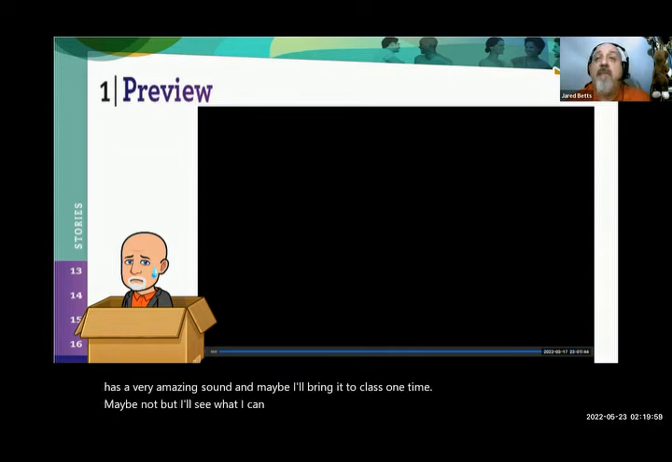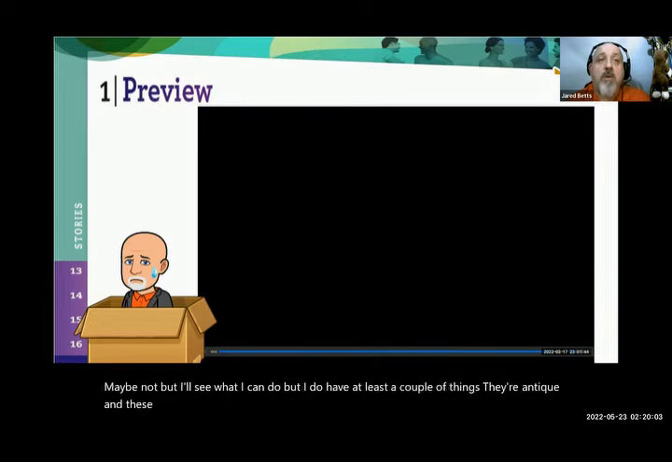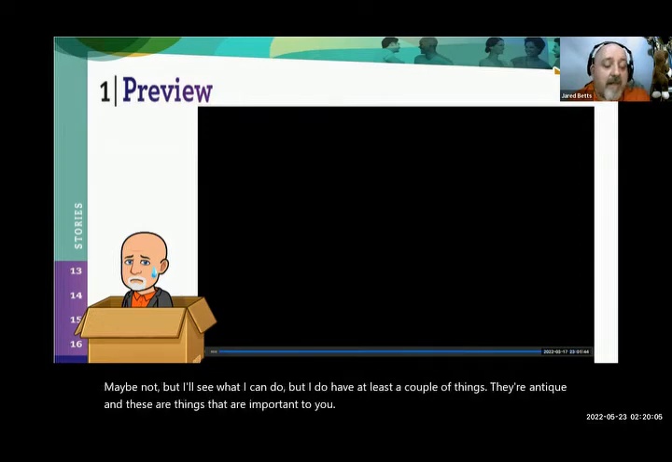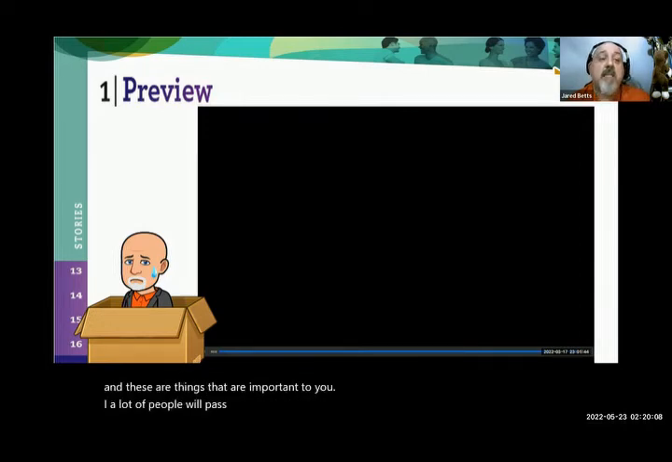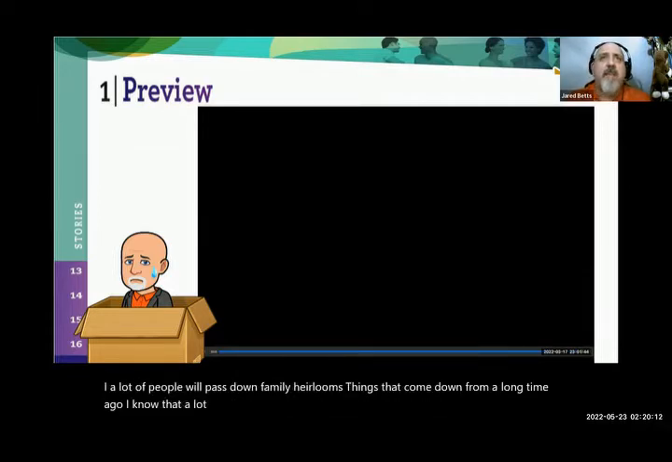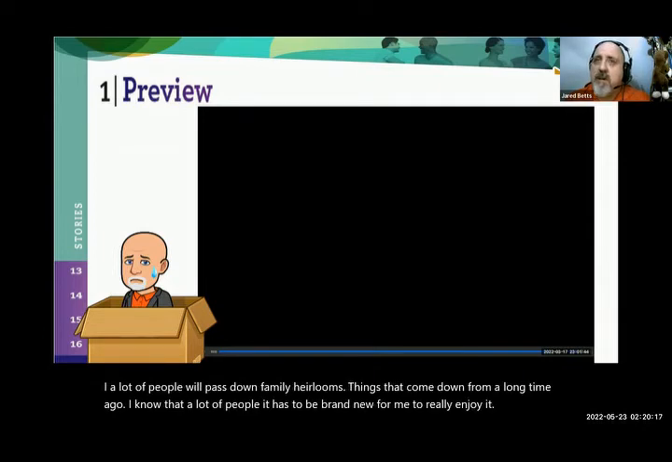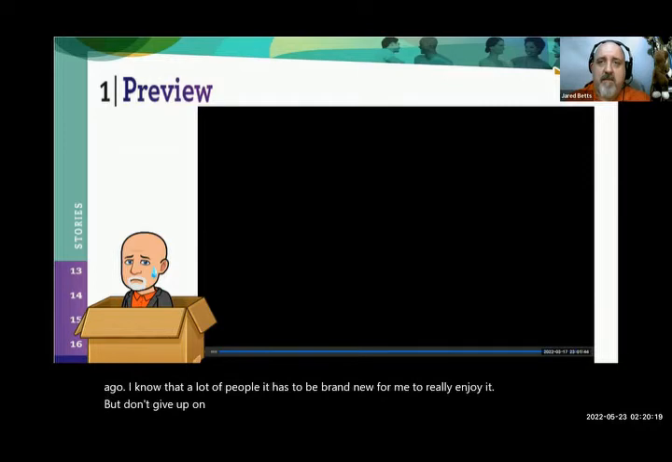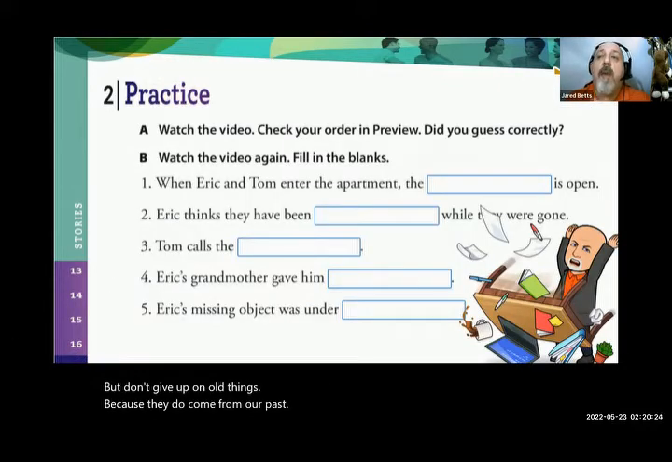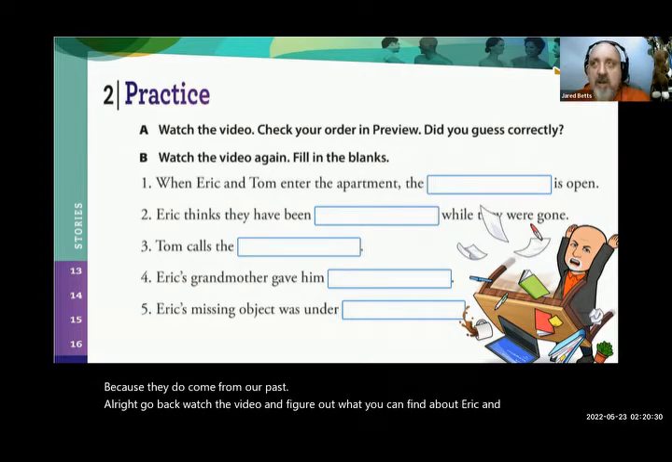But I do have at least a couple of things that are antique, and these are things that are important to you. A lot of people will pass down family heirlooms, things that come down from a long time ago. I know that a lot of people say, "Oh, it has to be brand new for me to really enjoy it." But don't give up on old things because they do come from our past. All right, go back, watch the video, and figure out what you can find about Eric and Tom and their description of the apartment.